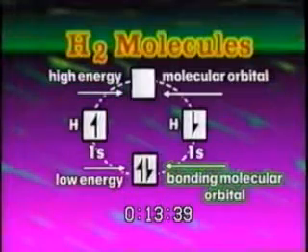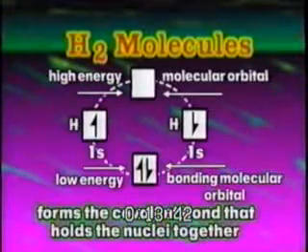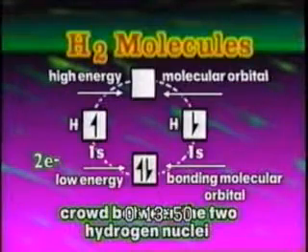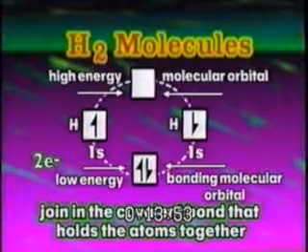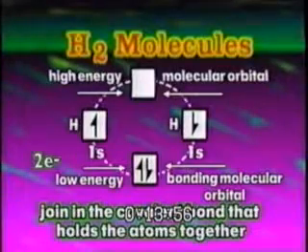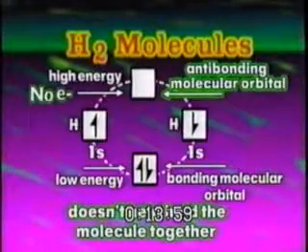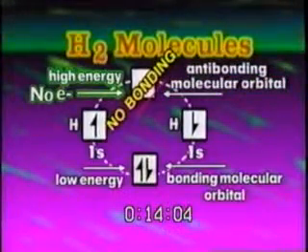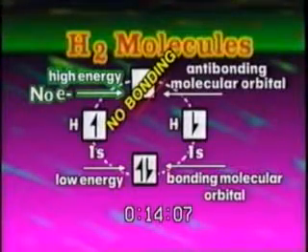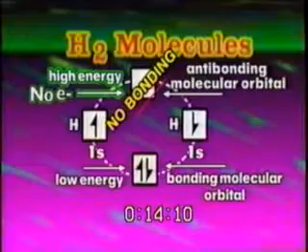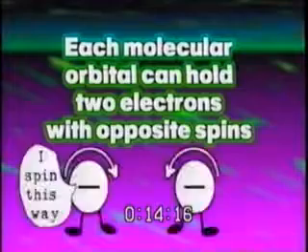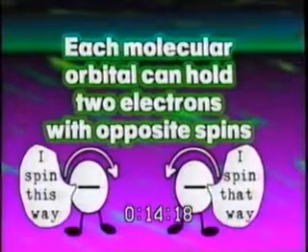The low energy bonding molecular orbital forms the covalent bond that holds the nuclei together. The friendly bonding electrons in the bonding molecular orbital crowd between the 2 hydrogen nuclei and join in the covalent bond that holds the atoms together. The high-energy anti-bonding molecular orbital doesn't help hold the molecule together. This orbital not only has fewer electrons, but the high energy and bad attitudes of the anti-bonding electrons keep them from bonding with each other. Each molecular orbital can hold 2 electrons with opposite spins, just like atomic orbitals.